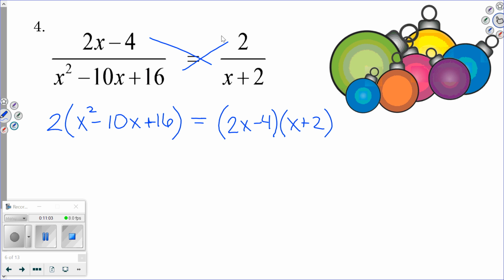How do you multiply, and where do I go from here? You were about ready to say it. Let's distribute on this side. So 2x squared minus 20x plus 32. And then we will distribute on the other side.